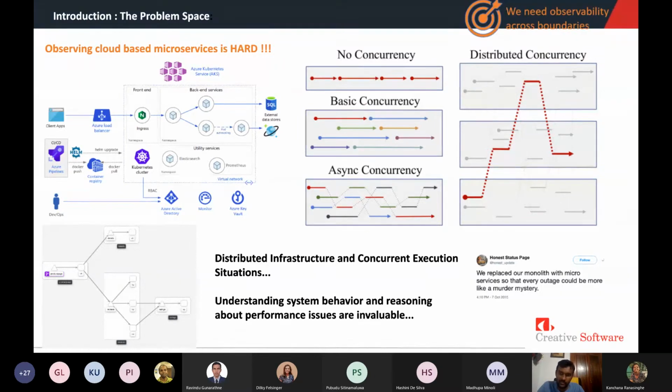When I was reading material on the internet, I found this interesting quote that many people have repeated: we replace monolithic applications with microservices so that every outage or every troubleshooting effort becomes a murder mystery investigation. It's actually like that. If you don't have the correct tools or the correct observability aspects configured in your system, it will be like a murder mystery when someone says, okay, my latency is high, and you don't know where to look or where it is coming from.